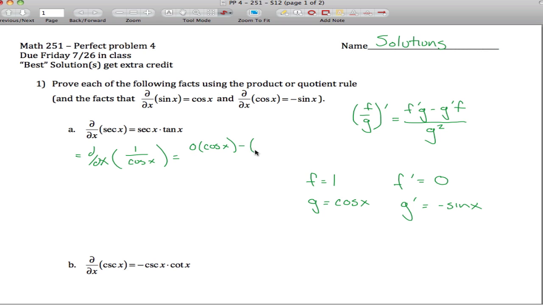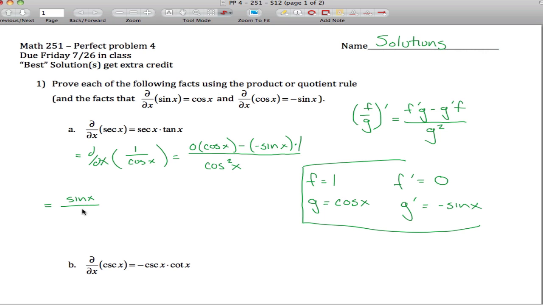Let's see, how do I write this? Negative sine of x times 1. And that's all divided by g squared. G is cosine, so we got cosine of x squared, which you can write like this. And now we just try to simplify this. 0 times anything is 0, negative, negative, those cancel out. So what we got is sine of x over cosine squared of x is the derivative of secant.